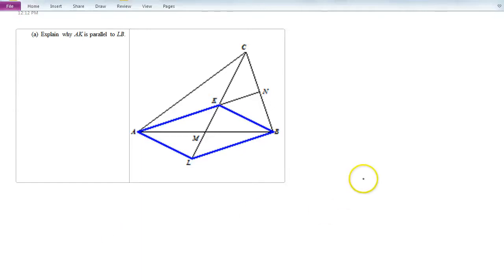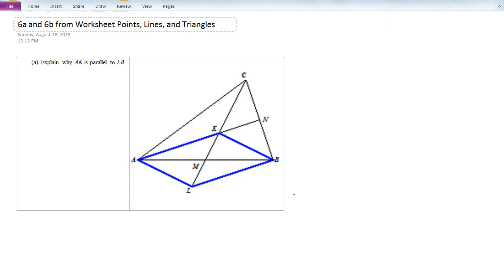There are two proofs on the points, lines, and triangles worksheet that give students a lot of trouble. And they're critical to understanding how the centroid of a triangle has certain coordinates. So we need to prove a few statements here. The first one is that we want to show that AK is parallel to LB. Okay, so we want to prove not that they're congruent, sorry, that they're parallel.